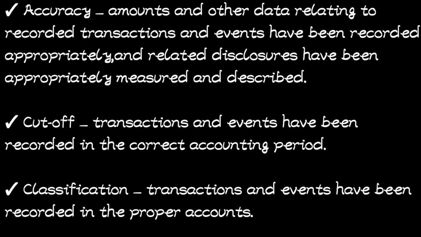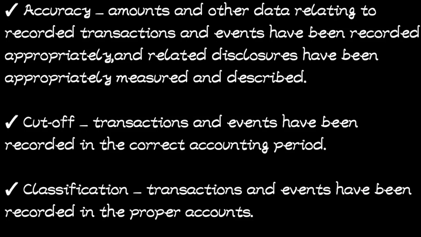Then another assertion is accuracy. Here the auditor has to make sure that the amounts and other data relating to the recorded transactions and events have been recorded appropriately, and related disclosures have appropriately been measured and described. Like, he has to make sure that what was recorded in the financial statements is actually correct. And this can be done by maybe recalculating, maybe he or she recalculates the sales and sees if the figure that was recorded is accurate.